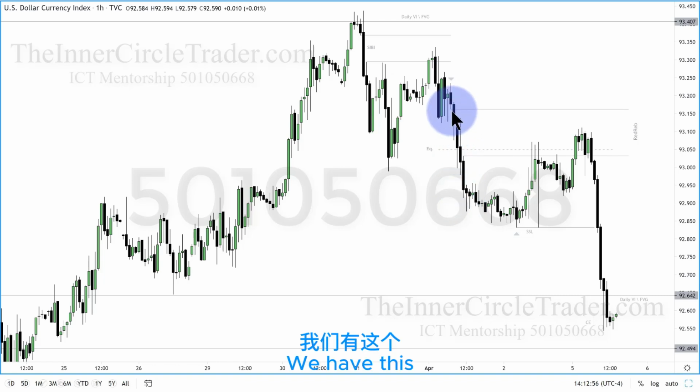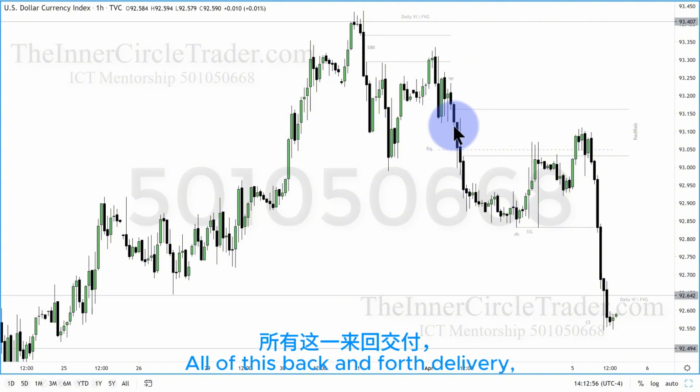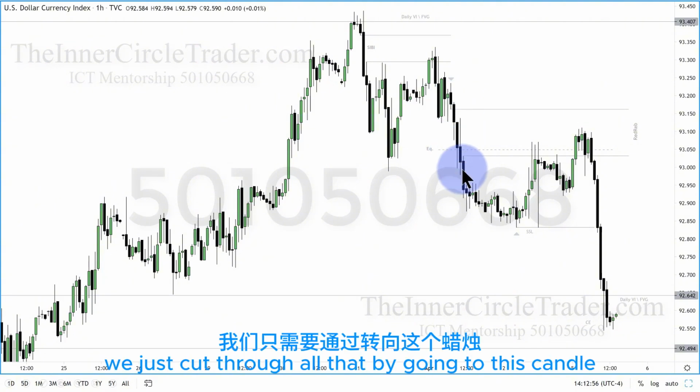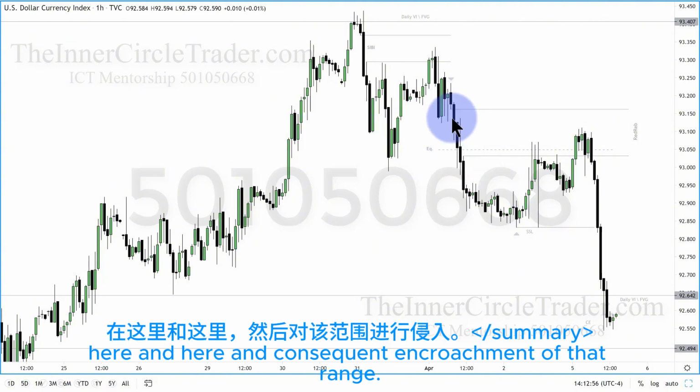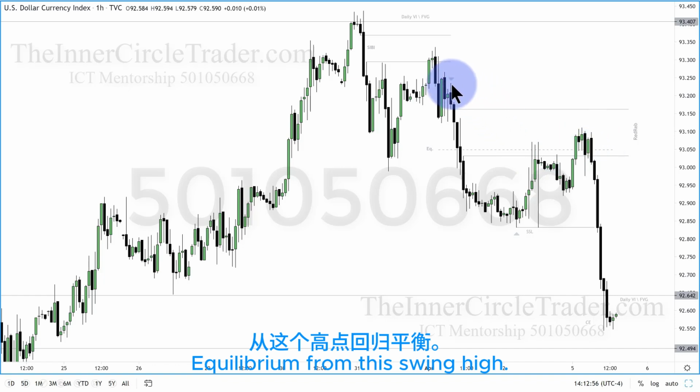We have this low and this high for your redelivered rebalance. All of this back and forth delivery, we just cut through all that by going to this candle here and here, and consequent encroachment of that range. Equilibrium from this swing high.